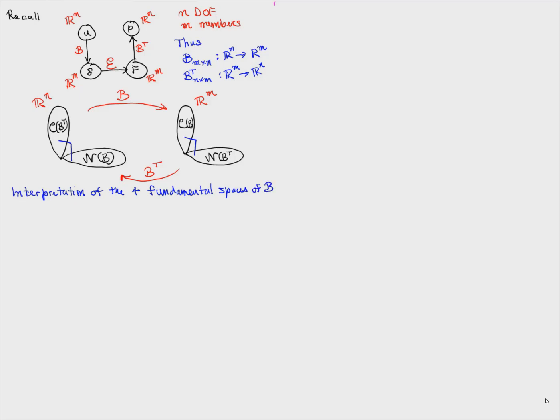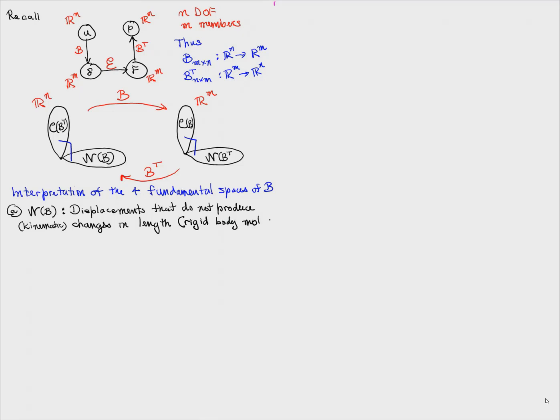First, let's look at the null space of B. This is a kinematic interpretation. So if a displacement is in the null space of B, that means B times that displacement is 0. So that displacement doesn't produce any changes in lengths of any members. This means that that displacement corresponds to a rigid body motion, or it corresponds to an internal mechanism. Internal mechanism is some loose part inside the structure.